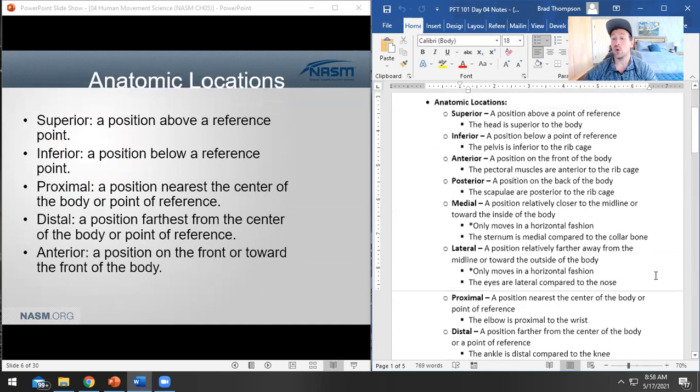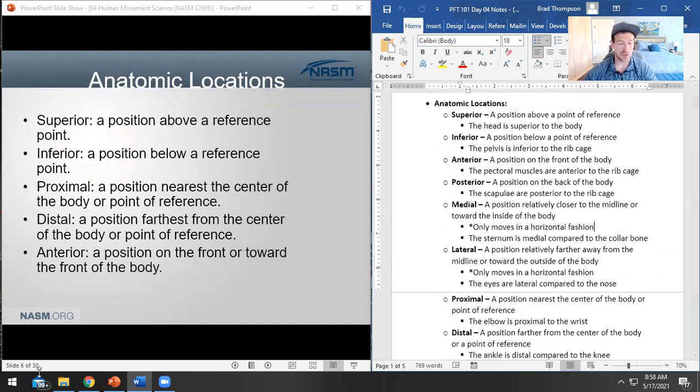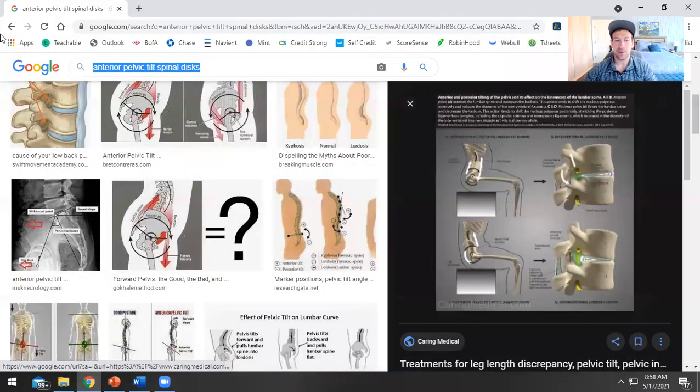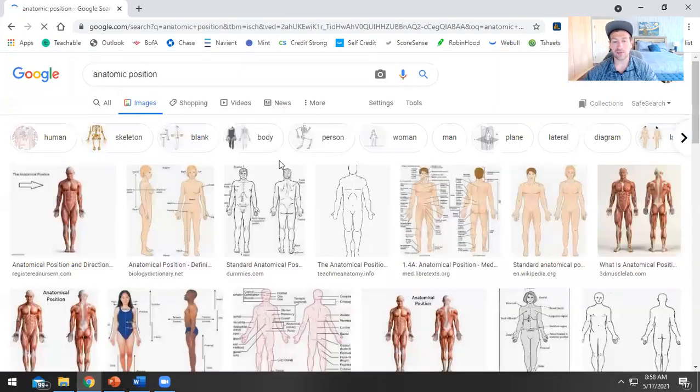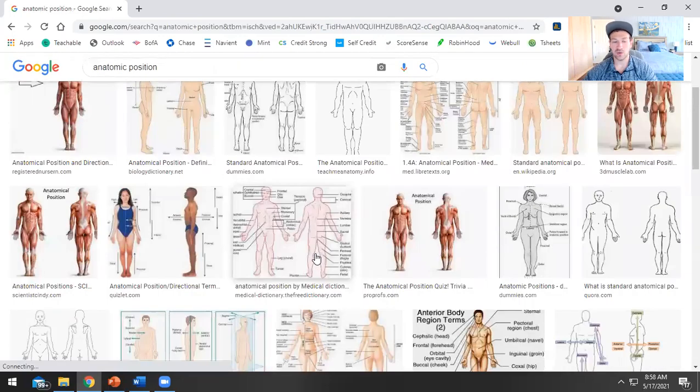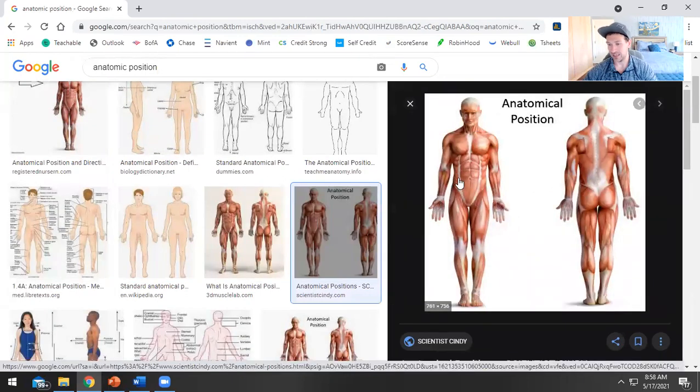So, all right. One thing before we get started, I do want to mention all of these terms are from the anatomic position. Every term that we are going to use is in relation to a human body that is standing exactly like this, with feet hip width apart, toes pointed forward, arms resting at their sides, palms facing forward, head in a neutral position. So this is the anatomic position.